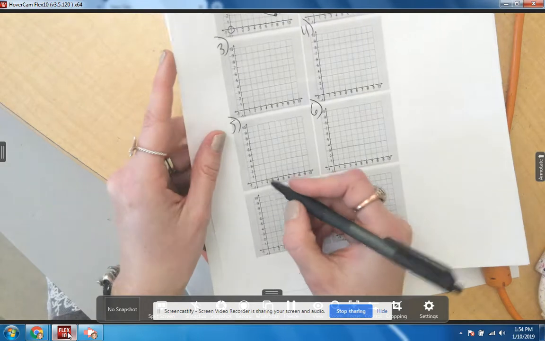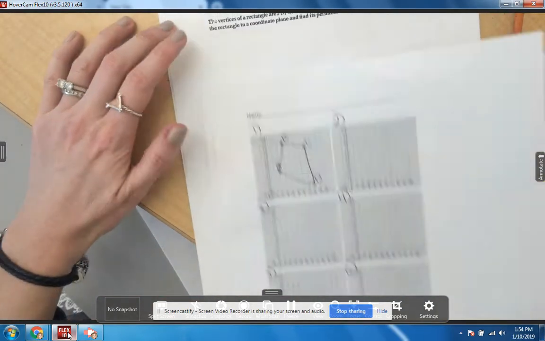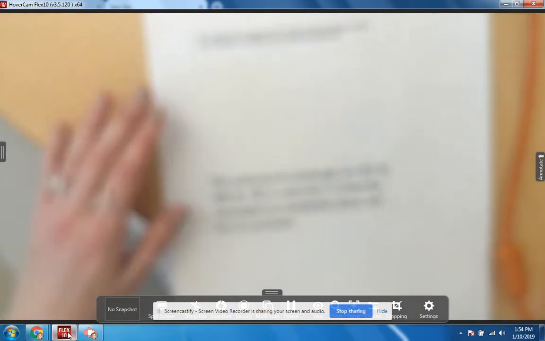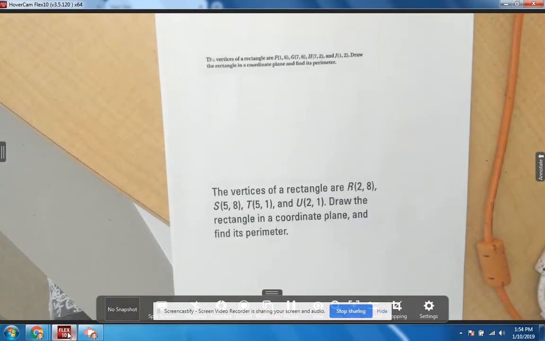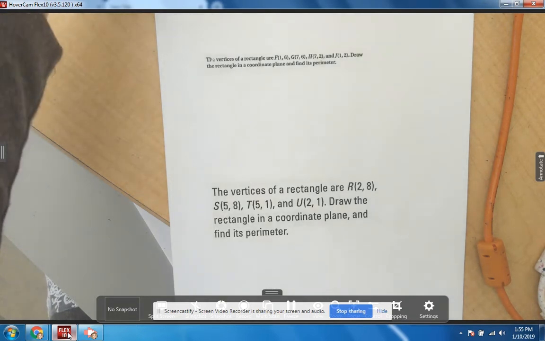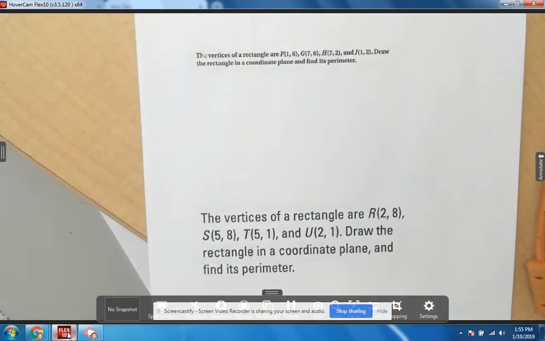Now you should be on the bottom of your paper. So grid 7. Okay, we're going to try this one. I'm going to have you do it with me. It says the vertices of a rectangle are F, point F is 1, 6. Point G is 7, 6. H is 7, 2. And J is 1, 2. Draw the rectangle in a coordinate plane and find its perimeter.